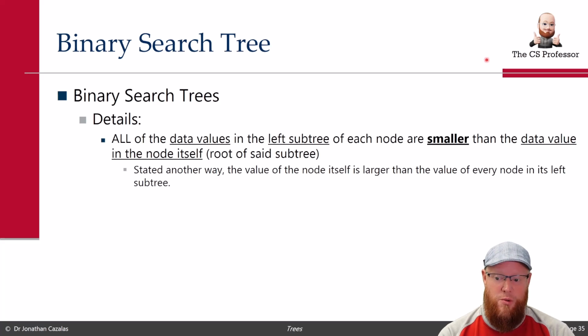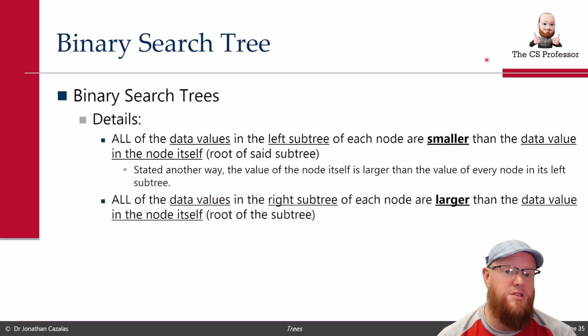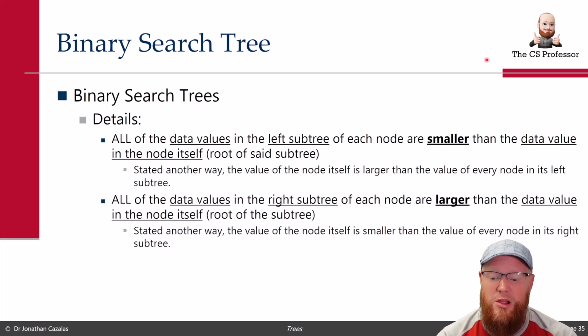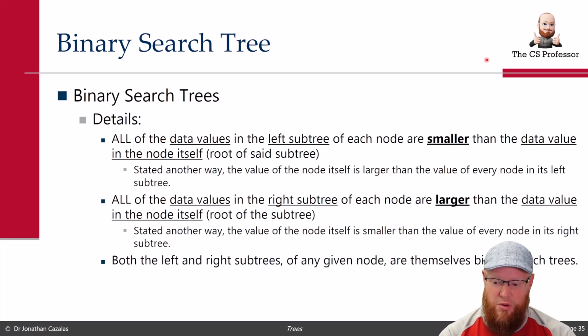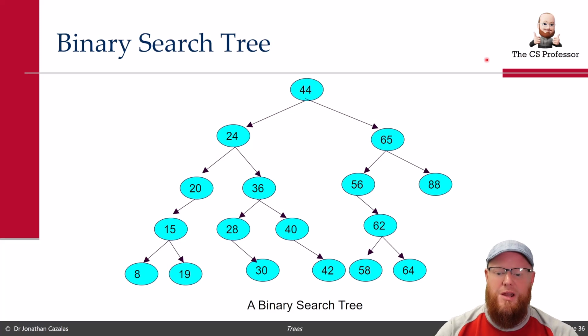So all of the data values in the left subtree are going to be smaller than the data values of the root. And all of the data values in the right subtree are going to be larger than the data value of the root. And both the left and the right trees of a given node are, of course, going to be binary search trees.